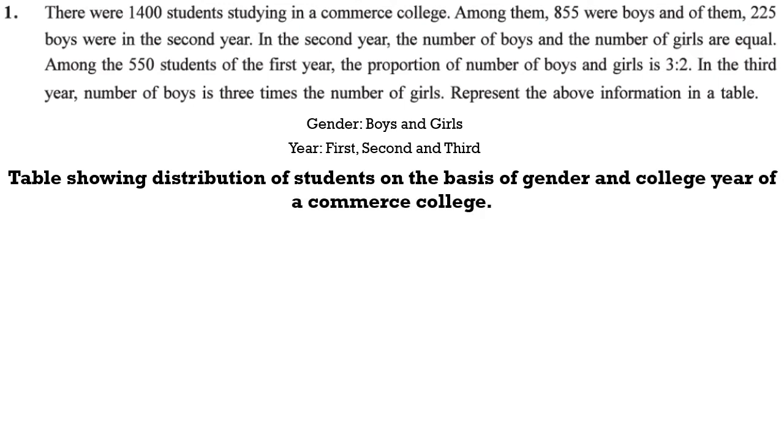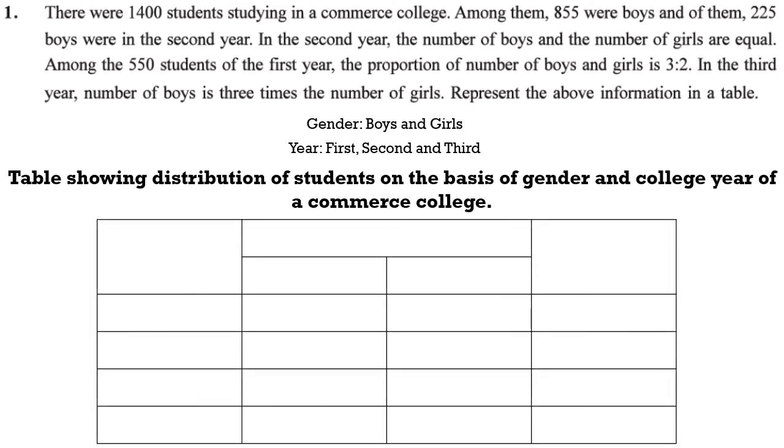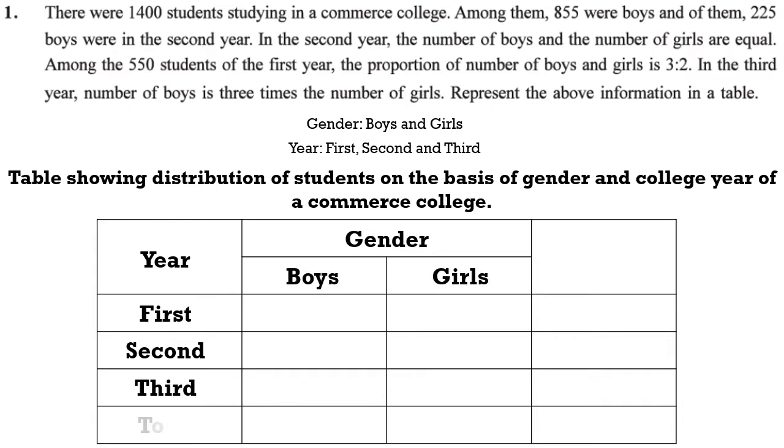Now this title is compulsory to show. First of all we have the gender, second we have the year. Here I will show the years vertically as first year, second year, third year. Gender I will show horizontally as boys and girls, and totals will be there at the end of gender and at the end of years. So the table will look like this. Vertically I show the years, so first, second, third, and the last will be total. Horizontally I show the gender, that is boys and girls, then totals. Now this will be our table.